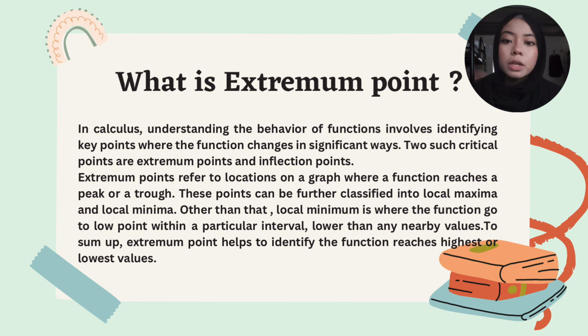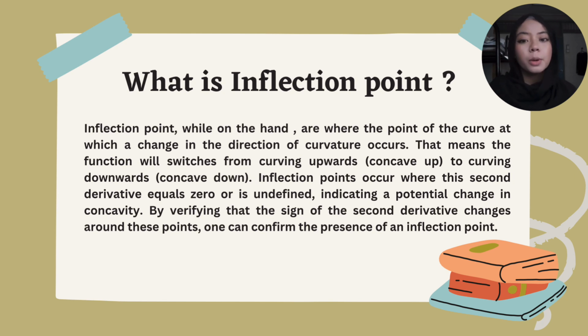Extremum point refers to a location on a graph where a function reaches a peak or a trough. These points can be further classified into local maxima and local minima. A local minimum is where the function goes to a low point within a particular interval, lower than any nearby values. To sum up, the extremum point helps to identify if the function reaches the highest or the lowest values. What exactly is an inflection point?